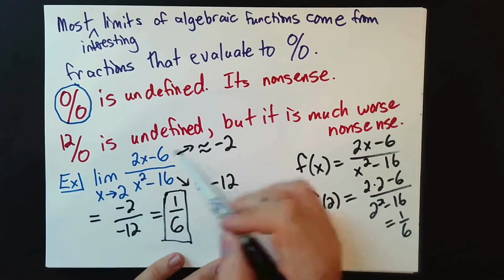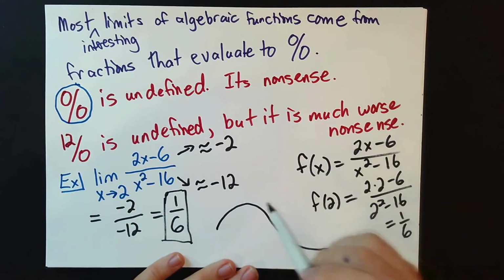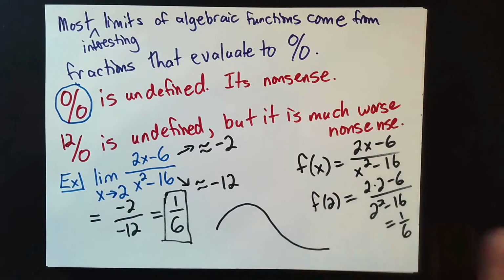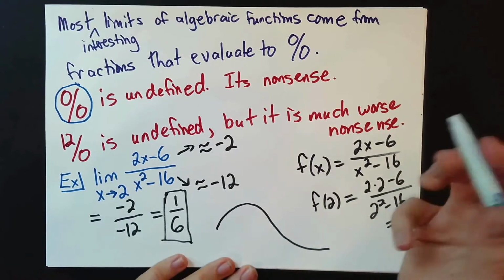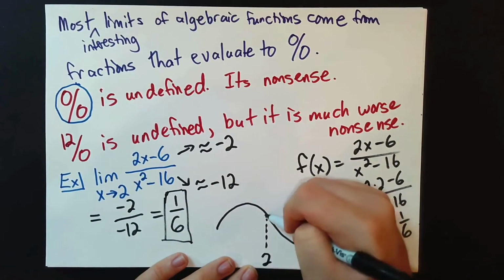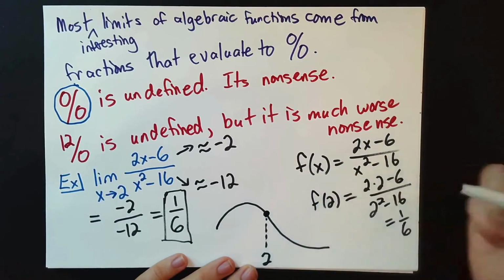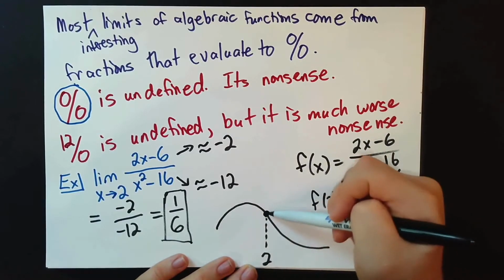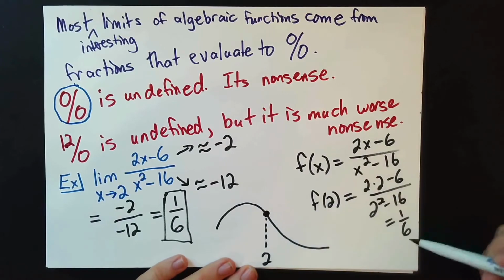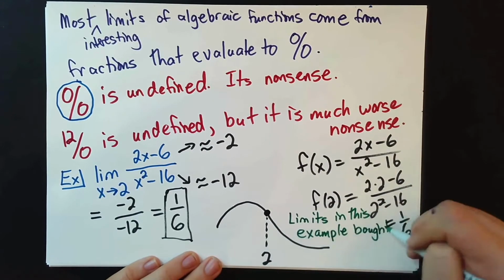When something like this comes up, that's when you have a graph that looks something like this. No ugly breaks or holes or anything like that. And you're looking at the limit as x goes to 2. And the graph is just perfectly reasonable. And so if you plugged in 2, you'd get this number. If you plugged in numbers near 2, you'd end up getting numbers that are close to this number. So, in other words, limits in this example bought us nothing new.